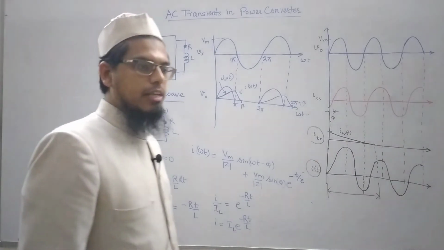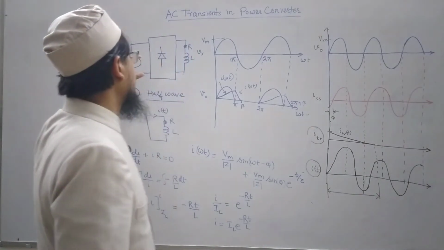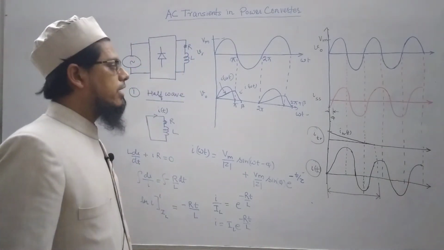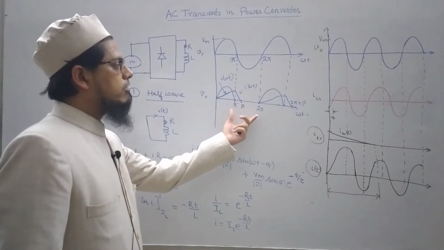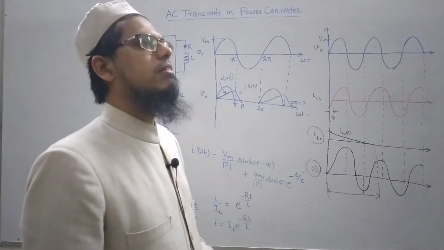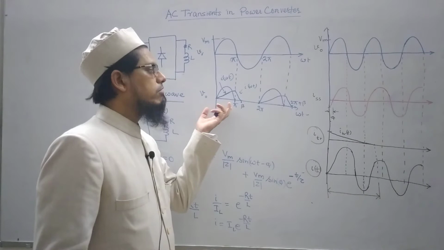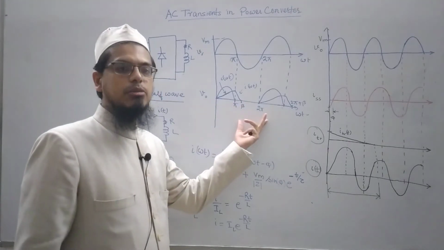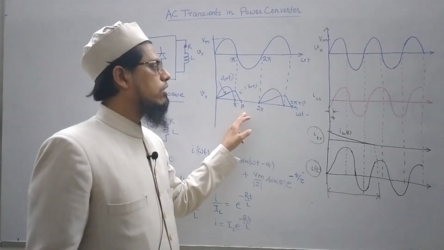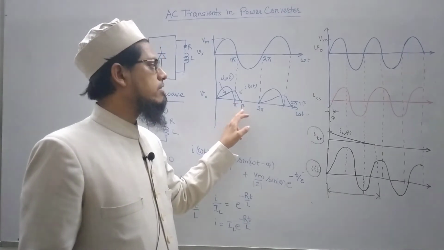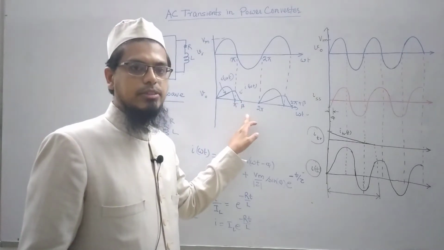So this is the case when I am assuming that we have a half wave rectifier, and that the value of inductance is low enough to have a discontinuous conduction mode, wherein the current through the load is falling to 0 at an instant beta.